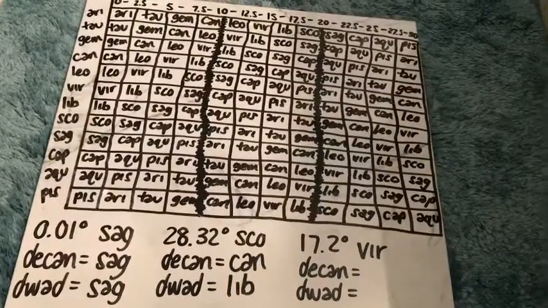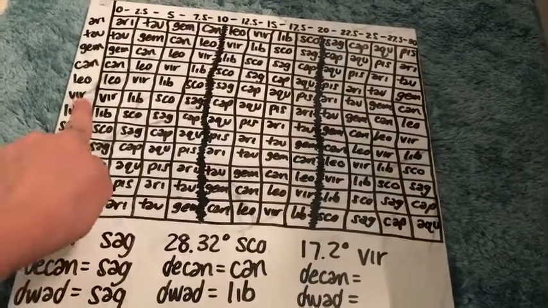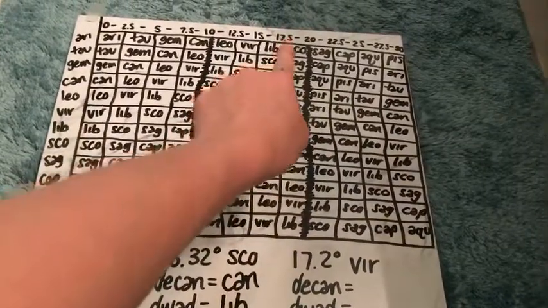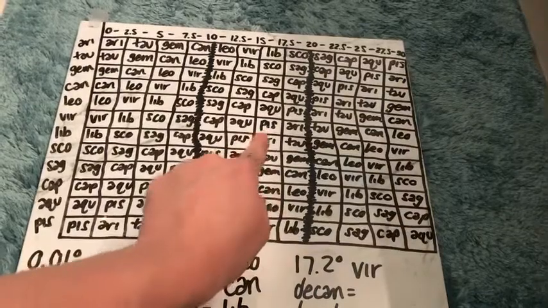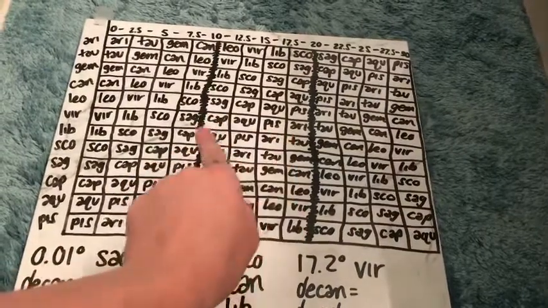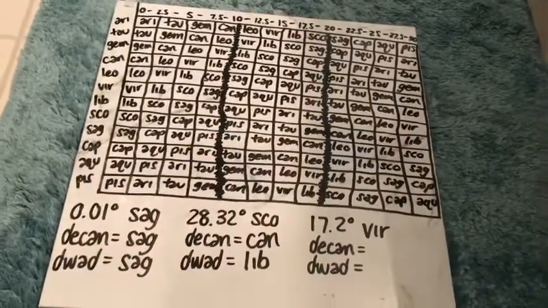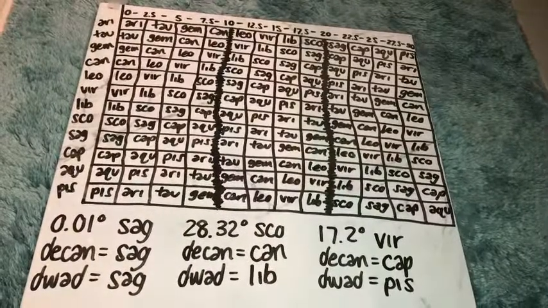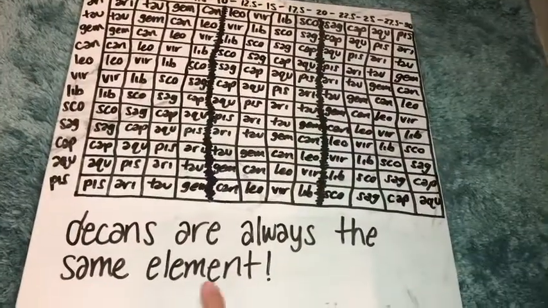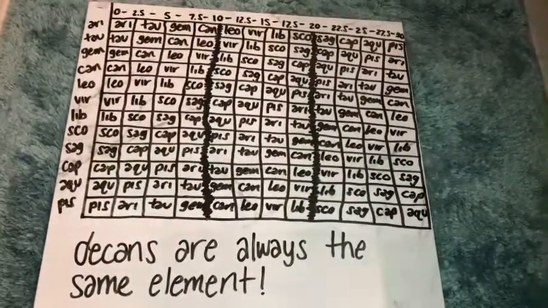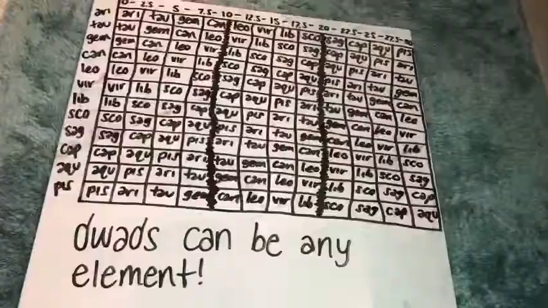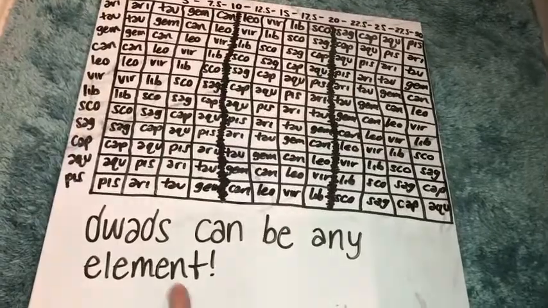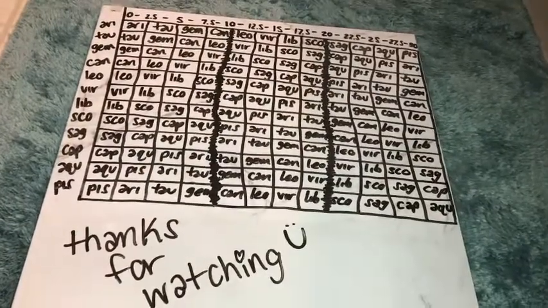So here's another example that I just made up, 17.2 degrees Virgo. Go over to that 17.2 degrees range within the sign of Virgo. That would be in the dwad of Pisces, and then Capricorn is that sign after the bold line. You know it's right because the decans are always the same element. Virgo's an earth sign, Capricorn's an earth sign. That's right. The dwads can be any element, remember.